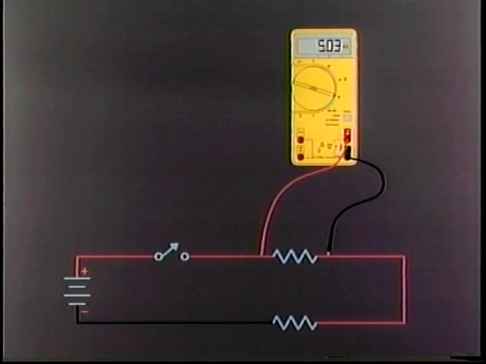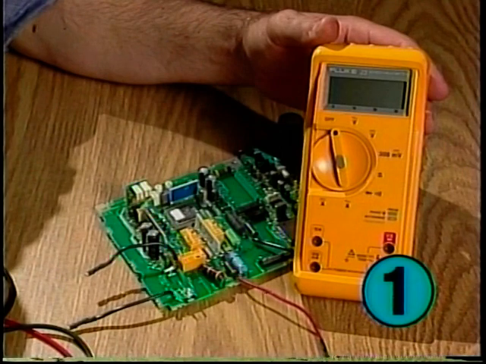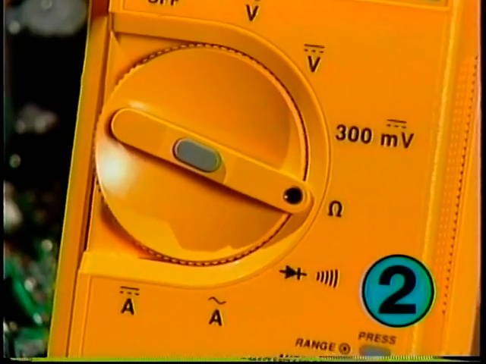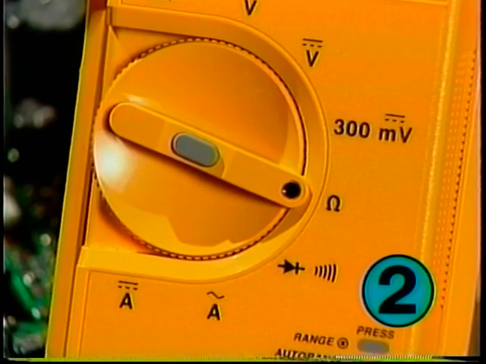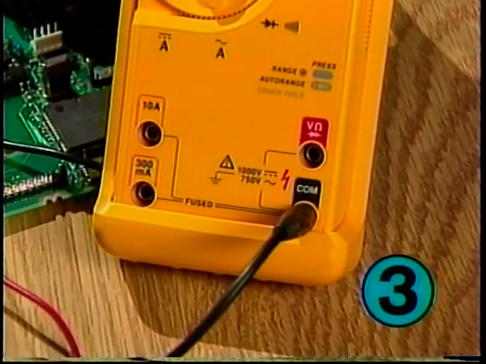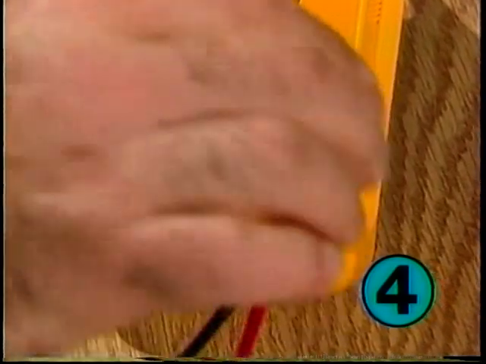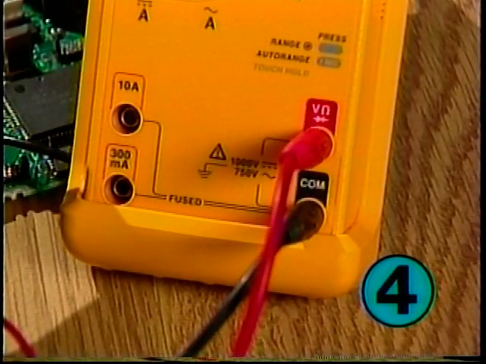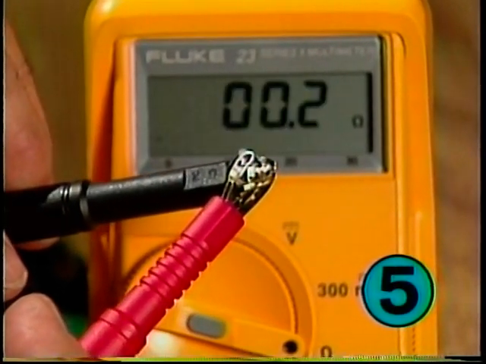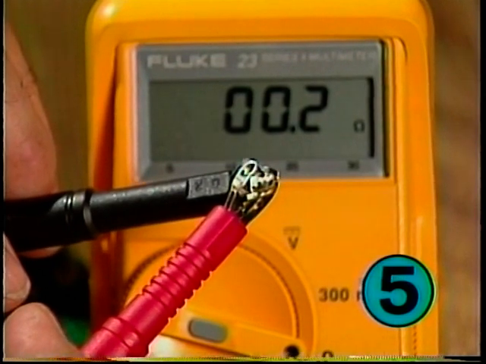To measure resistance using the resistance setting, apply the procedure: 1. Check that all power is off in the circuit or component under test. 2. Set the function switch to the resistance position, which is marked with the symbol omega on digital meters. 3. Plug the black test lead into the common jack. 4. Plug the red test lead into the resistance jack. 5. Ensure that the meter batteries are in good condition. The battery symbol is displayed when the batteries are low.